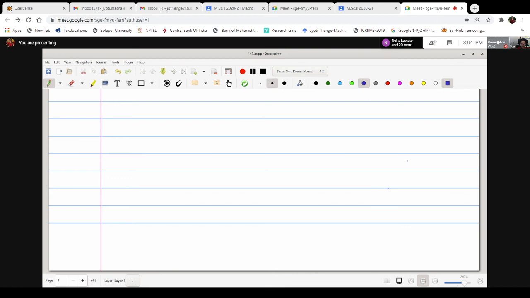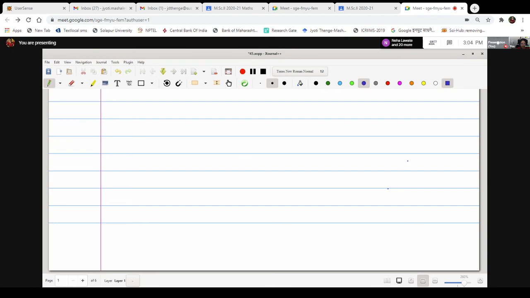How do we generally prove uniqueness? Can anyone answer? Yes, we consider two points to be equal, by considering two points. Here also we will use the same technique. The aim is to prove y naught is unique.